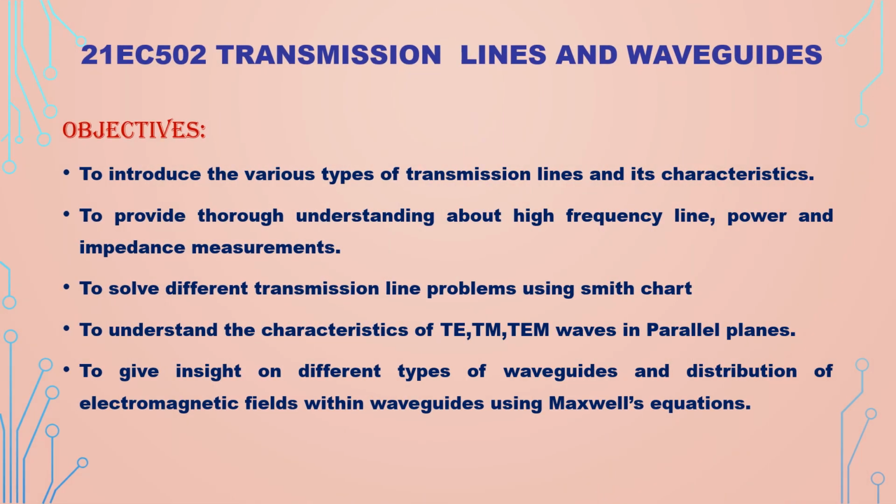The objectives of transmission lines and waveguides: it introduces the various types of transmission lines and their characteristics. It provides a thorough understanding of high frequency lines, their power and impedance measurements, to solve different types of transmission line problems using Smith chart, to understand the characteristics of TE, TM and TEM waves in parallel planes, and to give a very in-depth insight into different types of waveguides and the distribution of electromagnetic fields within the waveguides using Maxwell's equations.